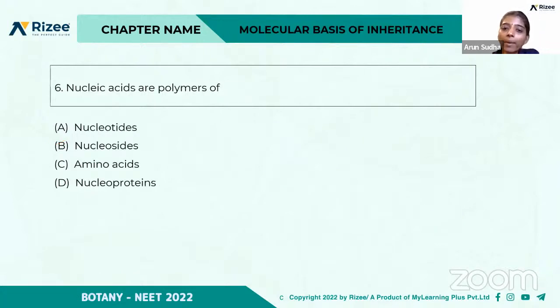Nucleic acids are polymers of nucleotides, nucleosides, amino acids, or nucleoproteins? So nucleic acids are polymers of, yes, A is the right answer, that is nucleotides. Clear with this, right? We'll discuss a few more questions.